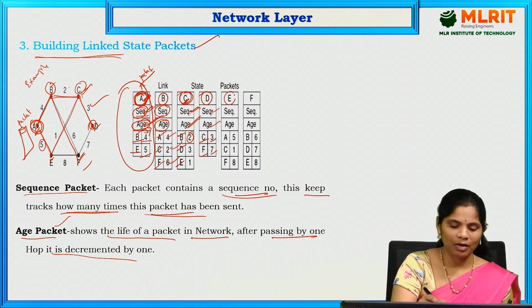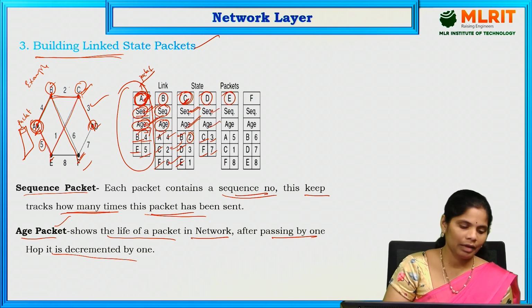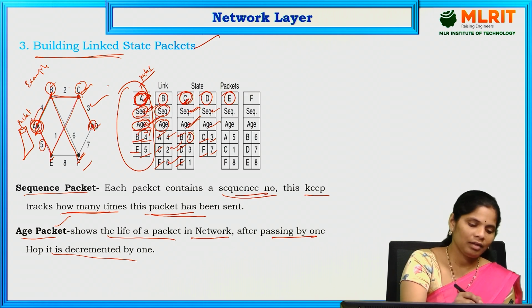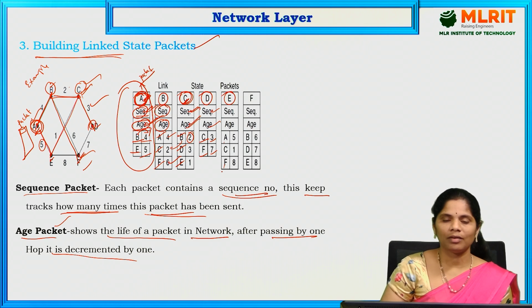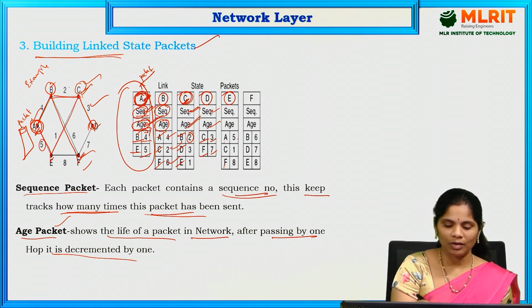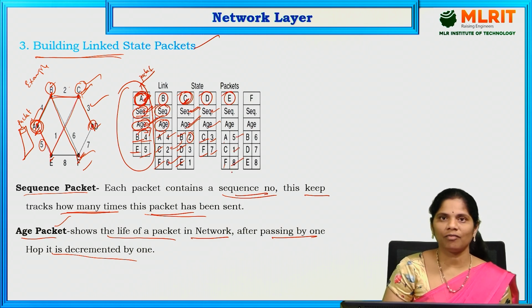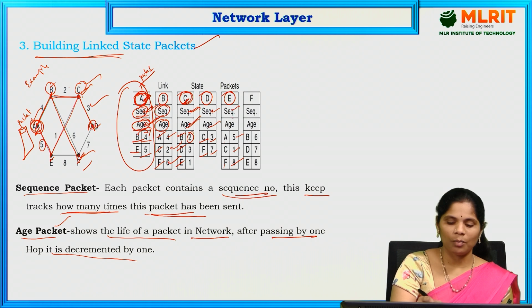And for E we have to construct. For E the neighbors are A, C and F. ACF are the neighbors of E. So we have to find the distances of A, C and F, which are 5, 1 and 8. These are common sequence and age.